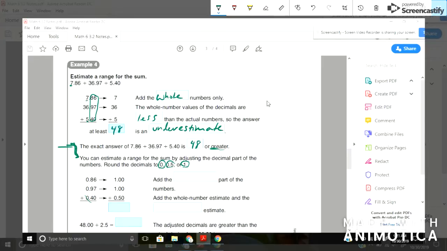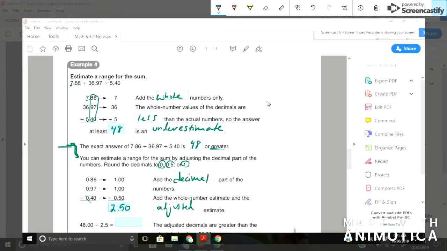0.97 is definitely closer to 1, and 0.40 is closer to a half. Okay, so we'll add the decimal part of the numbers. All right, so if we were to add these, 1 plus 1 is 2, plus a half is 2.5, or 2.50.